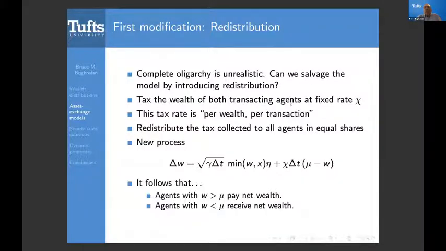One of them is we'll introduce redistribution. We'll essentially tax the wealth of all the transacting agents at some fixed rate per unit time per unit wealth, and we will redistribute that in even shares to everybody. And this adds a second term to the statistical process. And you can see that anybody below the mean wealth is going to receive net wealth due to this redistribution, and everybody above it will lose some net wealth due to this redistribution.